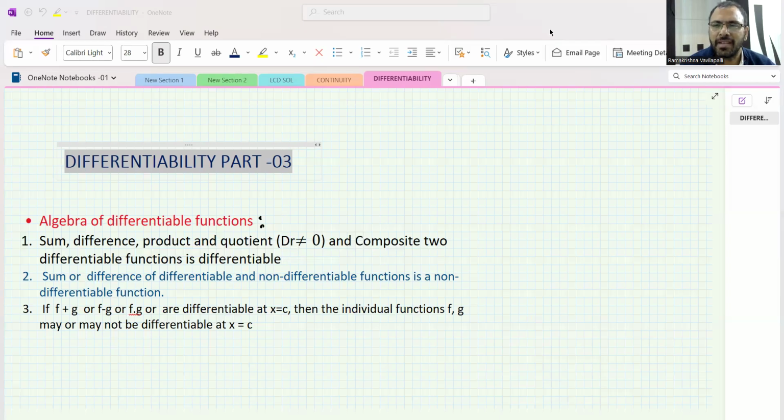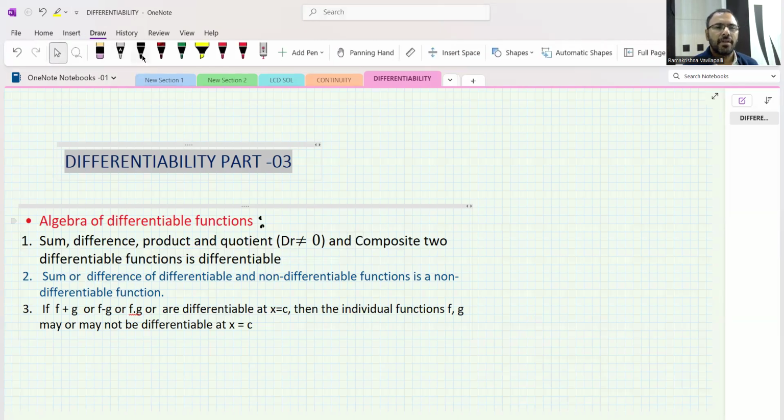Even though I have explained the solving of functional equations in separate videos, I'll still solve a few questions of functional equations using the differentiability method. So the algebra for differentiable functions is so simple.